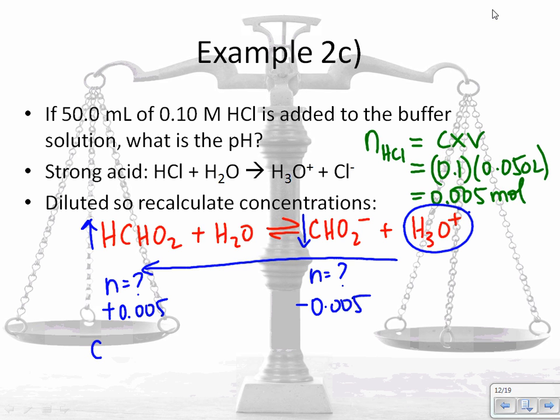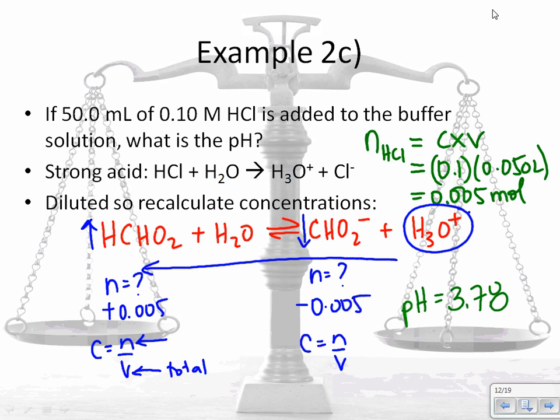Then you can find your new concentration using C equals N over V, using your total volume and the new moles calculated based on how much will actually react with the strong acid. Punch those into your ice chart and see what you can get. Can you come up with a final answer? In this case, your final answer is going to have a pH of 3.78, which went down a little bit. Again, we expected that because we added some acid.